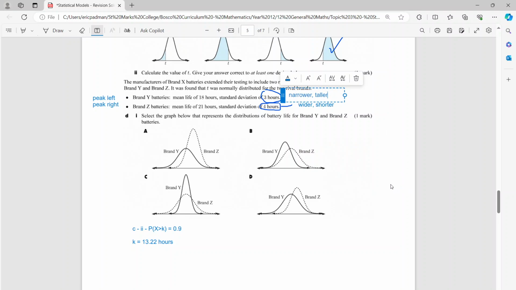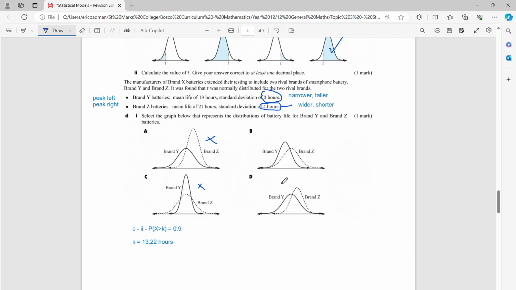Okay, so keeping that in mind, which one's which? All right, so let's get my little pen out to tick which one I think is correct. Brand Y is on the left. It is not as tall and it's wider. So that one is out. This is also wrong because they appear to have the same mean.